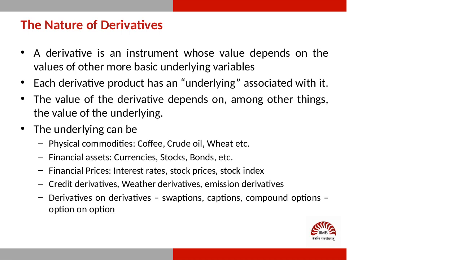Now, what can be the underlying? The underlying can be anything. You can have physical commodities, and these are just some examples: coffee, crude oil, wheat, rice. Because what does it mean? It means that if I want to, I can physically deliver this asset. If there is a need, these assets can be physically delivered to the counterparty as per the contract. That is what physical commodities mean.